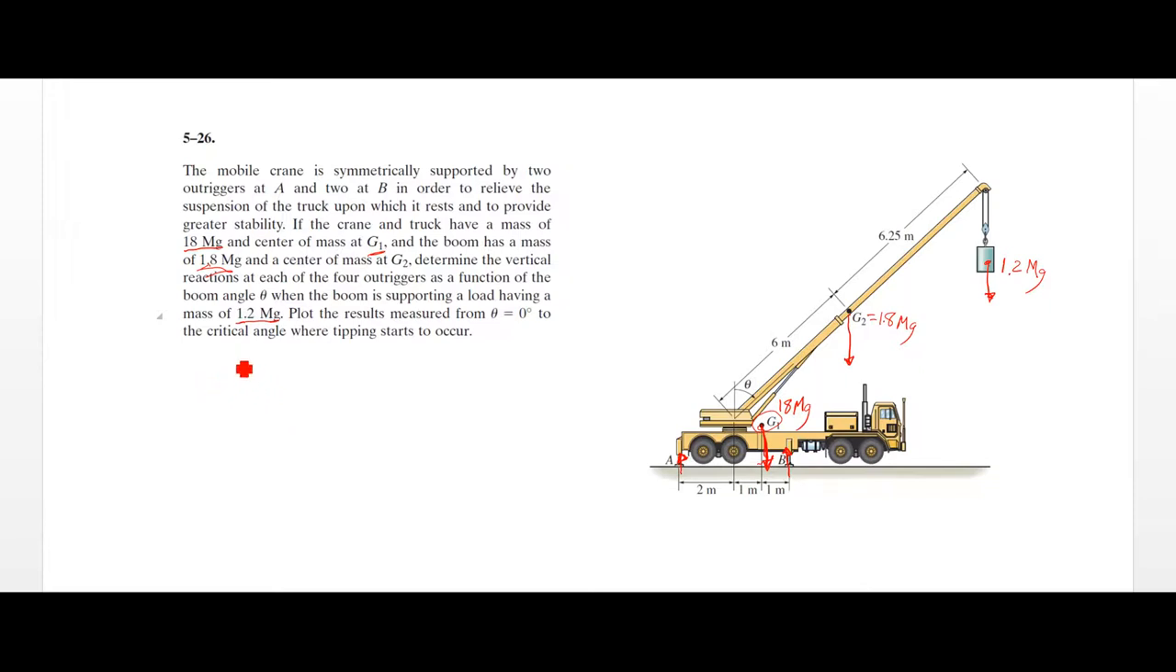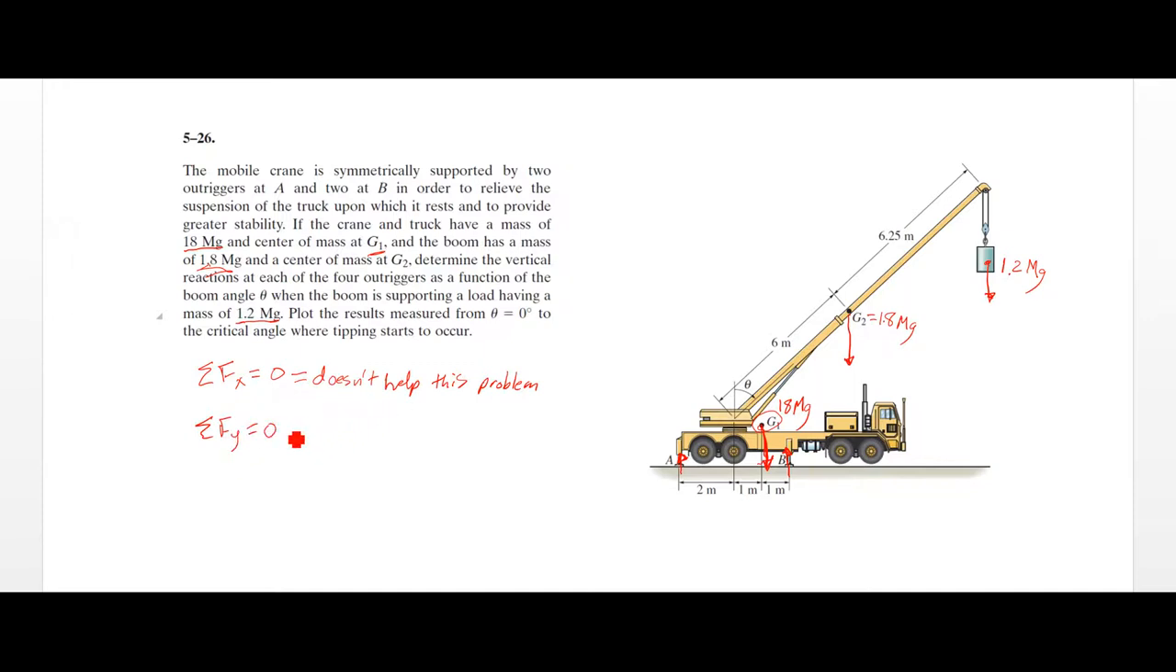Alright, so what is the approach here? Well, first thing, we'll write some equilibrium equations. The sum of the forces in X has to be 0. Is there anything in X? No, so that doesn't help us. We also have the sum of the forces in Y has to be 0. Does that help us out?